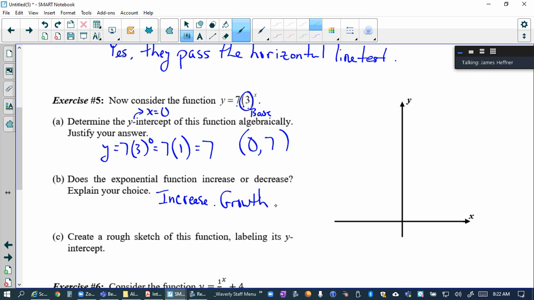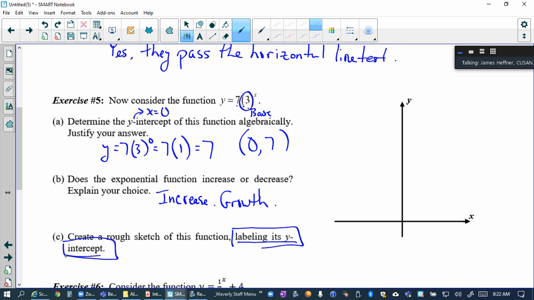In part C, they want us to make a rough sketch of this, okay? Well, we know what the graph will look like, the shape of it, right? From the page before. And what else do we know? Do we know another point on this graph? Yes. What point? 0, 7. The y-intercept, right?